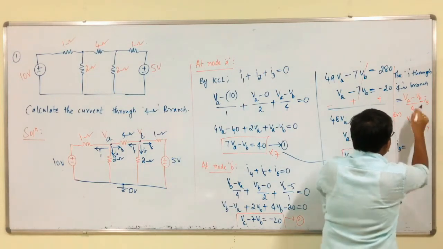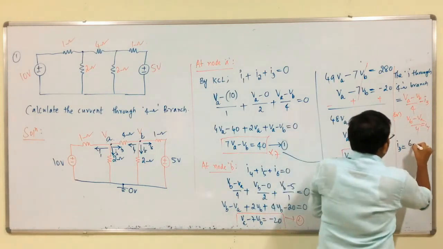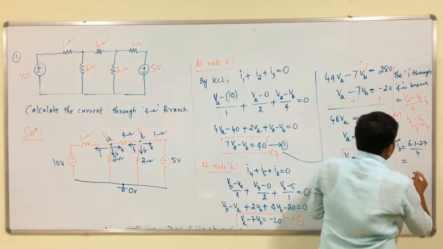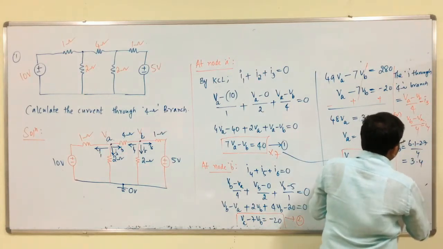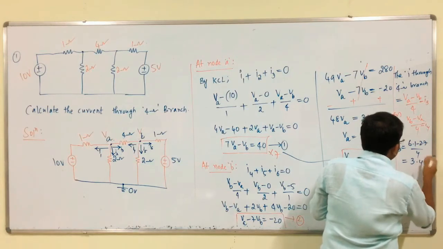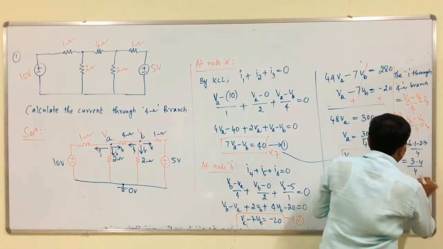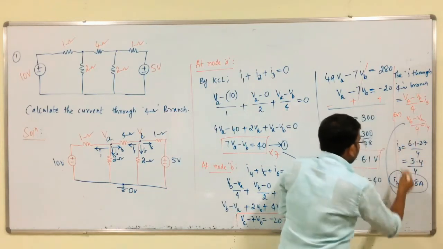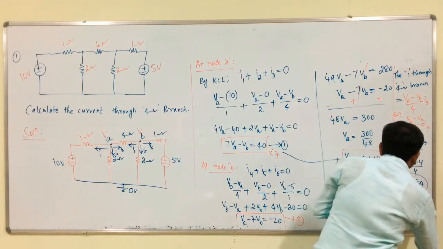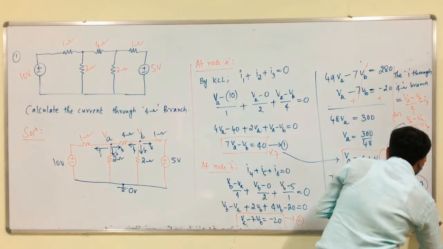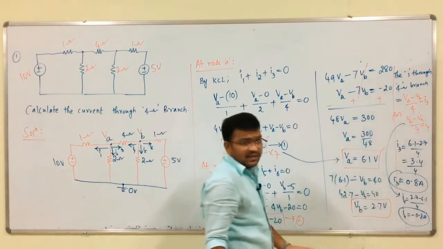Therefore, I3 is equal to what? VA 6.1 minus 2.7 by 4, which is equal to approximately 3.4 by 4, that is 0.8 amps, I3. From this, I4 equals 2.7 minus 6.1 by 4, which is equal to minus 0.8 amps. So, in any case, we are going to get the same value.